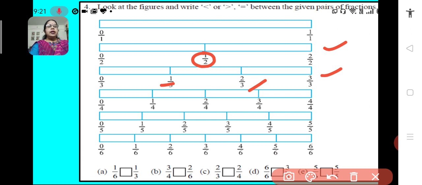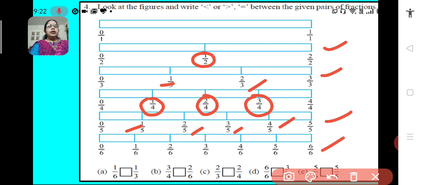Then in the next one, the gap between 0 and 1 is divided into 4 equal parts, and this represents 1 upon 4, this one 2 upon 4 and this one 3 upon 4. In the next one, the gap between 0 and 1 is divided into 5 equal parts, and we have 1 upon 5 here, 2 upon 5, 3 upon 5 and 4 upon 5. In the last one, the gap between 0 and 1 is divided into 6 equal parts. And we have 1 upon 6, 2 upon 6, 3 upon 6, 4 upon 6 and 5 upon 6.